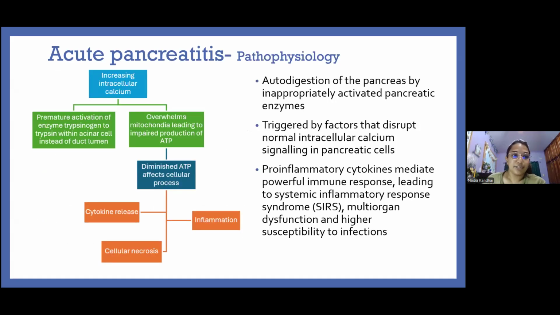The pathophysiology is caused by the autodigestion of the pancreas by inappropriately activated pancreatic enzymes. It can be triggered by factors that disrupt the normal intracellular calcium signaling in pancreatic cells. And pro-inflammatory cytokines mediate a powerful immune response, and this is what leads to serious multi-organ dysfunction and a higher susceptibility to infections.